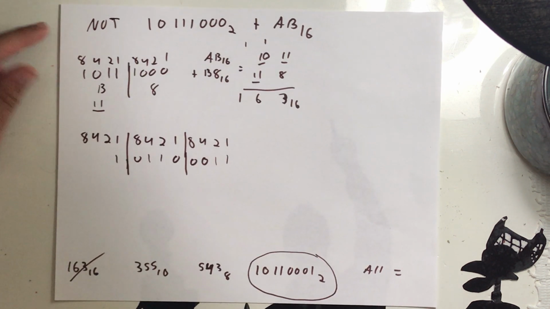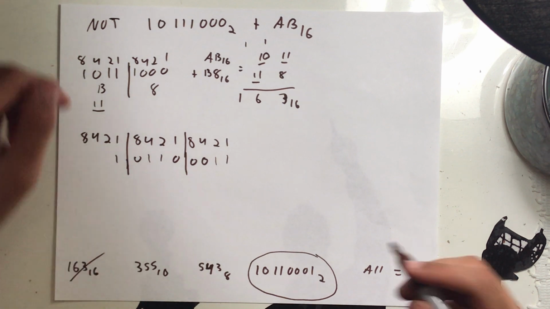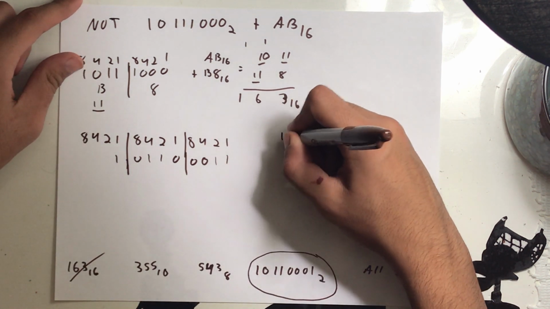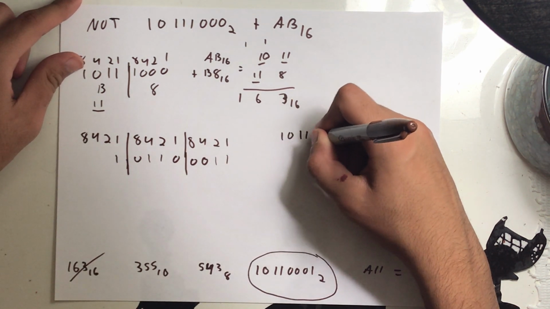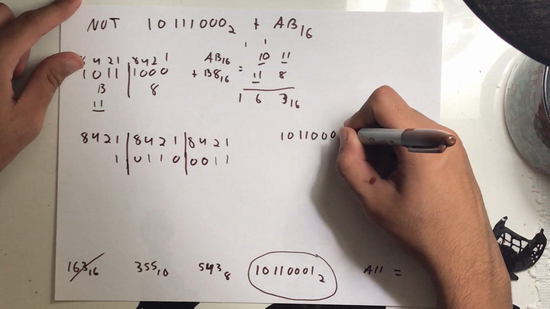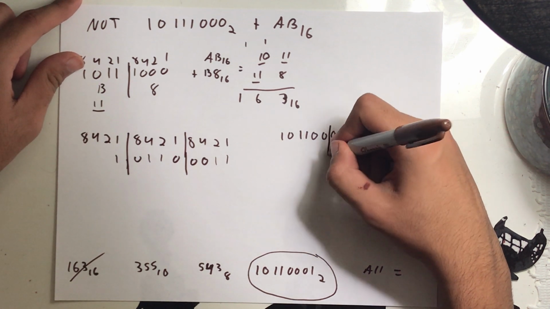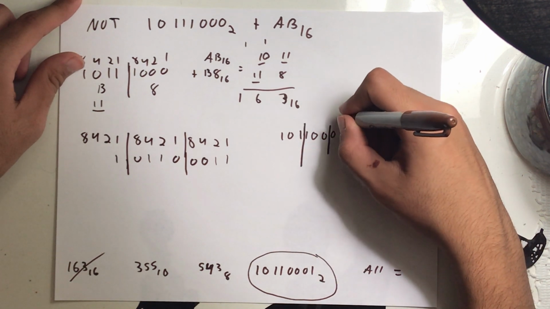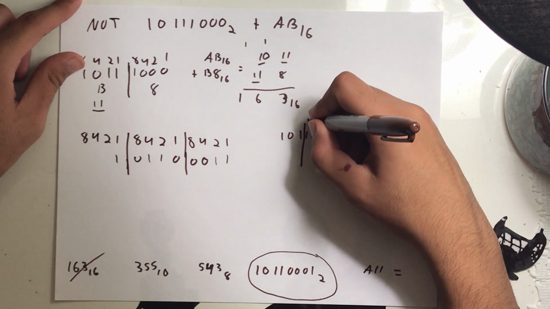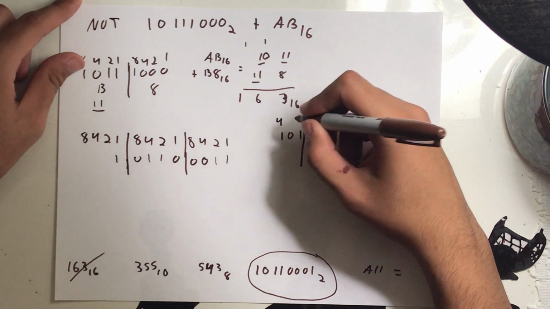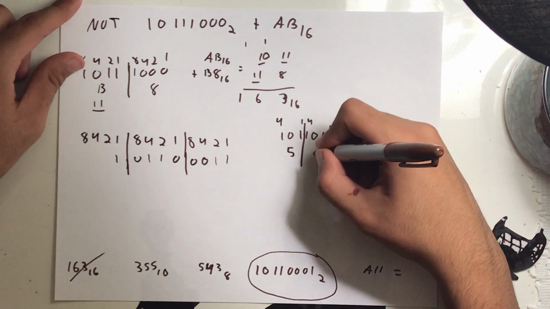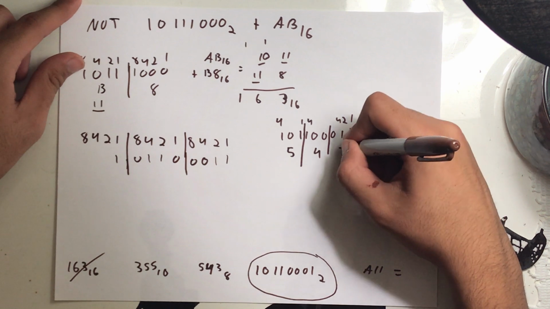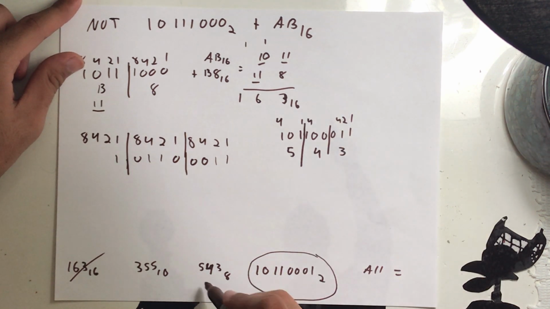If you want, you can even check base 8. How would you check base 8? Well, we know that the answer is actually 1, 0, 1, 1, 0, 0, 0, 1, 1. If we split it into 3s, we get 1, 2, 4, 1, 2, 4, 1, 2, 4. We get 5, 4, and 3. 543 base 8. That's out.